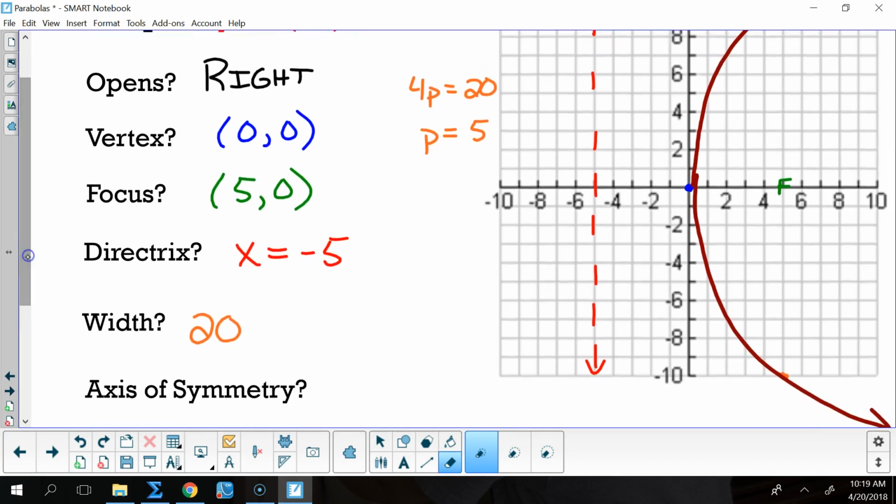And then the only thing that I have left is my axis of symmetry. What is my axis of symmetry? Y equals 0, because it's what's repeated in both of these 2 points. And there's my parabola.